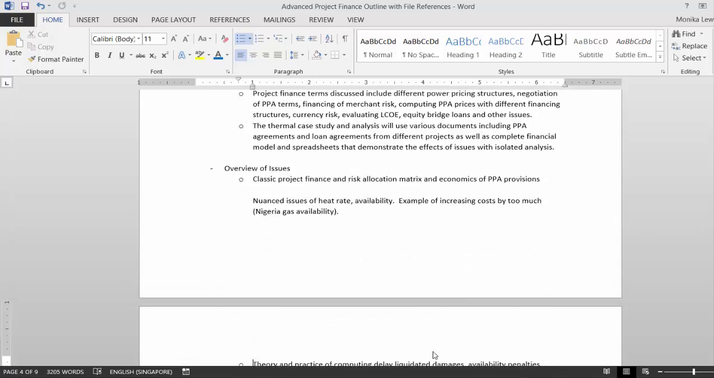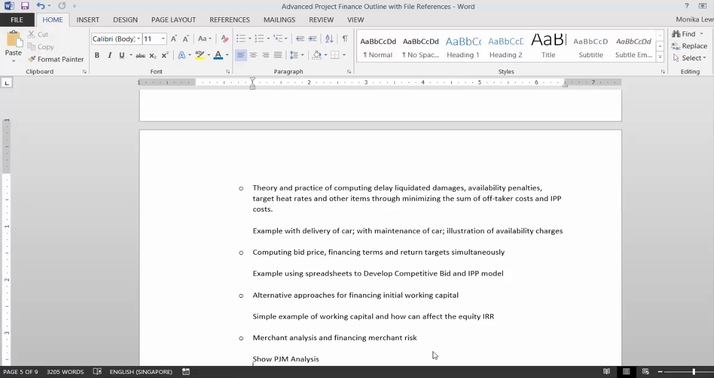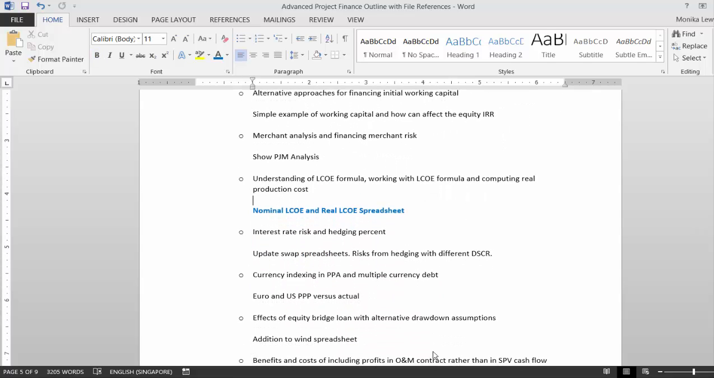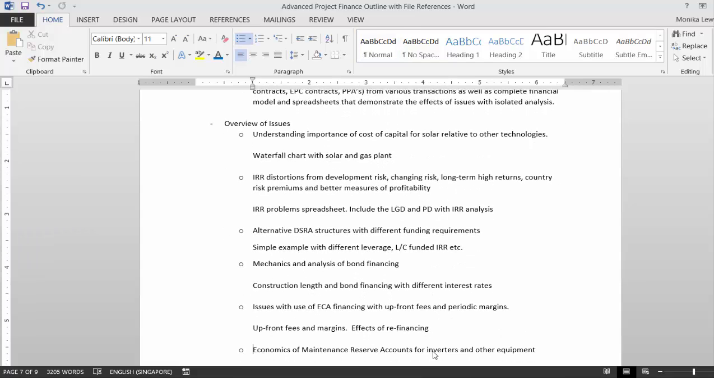Okay, and then we have a number of analyses and a number of issues associated with PPAs and how to structure the PPA payments. Going to put a working capital analysis in here sometime. I have a nominal and real LCOE analysis, some swaps, and finally down here we're going to put some comparisons of using waterfall charts. For me, one of the most interesting things will be really the IRR problems.